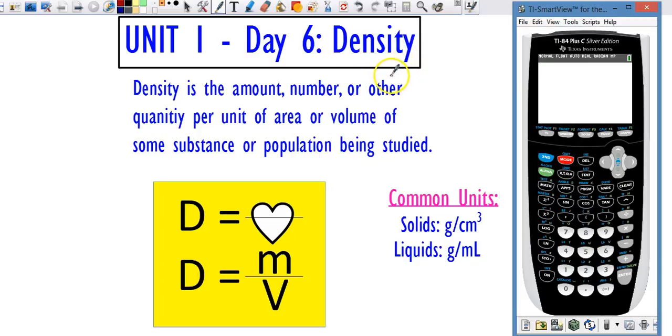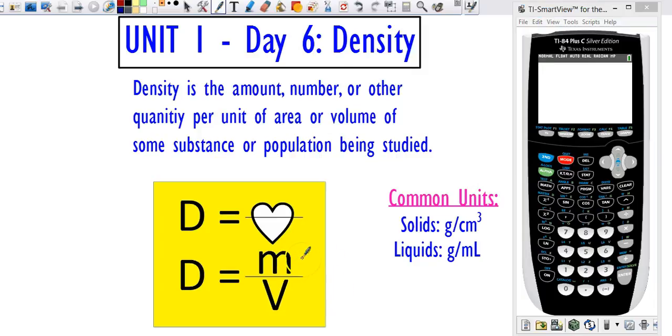So as far as our geometry unit is concerned, when we're calculating density, there's two things that we're going to look at. We're going to look at the mass, which is the weight, and we're going to look at the volume, which is how much space something can hold. So think of density as just mass over volume.